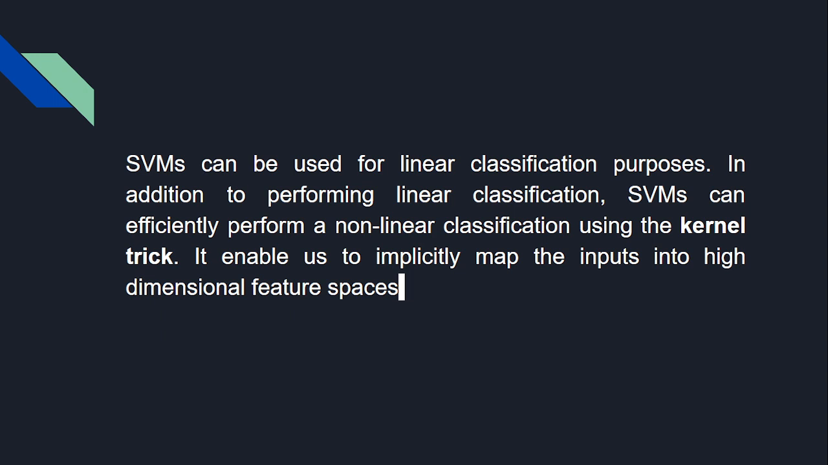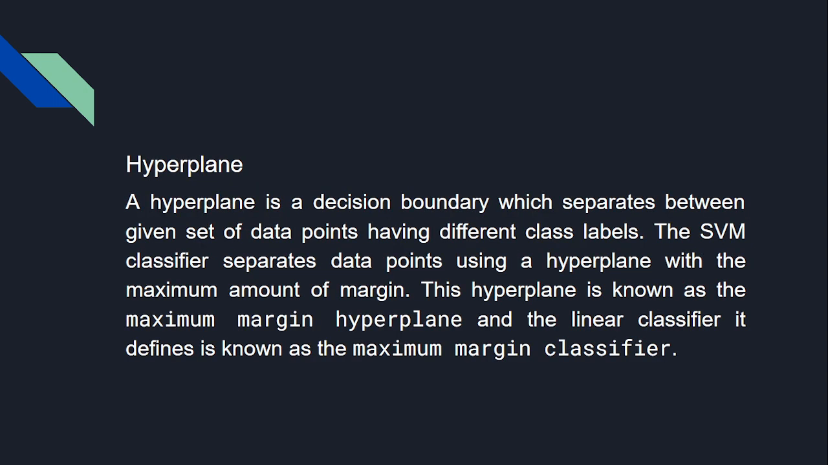The support vector machine can be used for linear classification, and here it is mainly used for linear classification purposes. In addition to performing linear classification, SVM can also effectively perform nonlinear classification using the kernel trick. It enables us to implicitly map the input into high dimensional feature spaces. That is the main thing of this SVM.